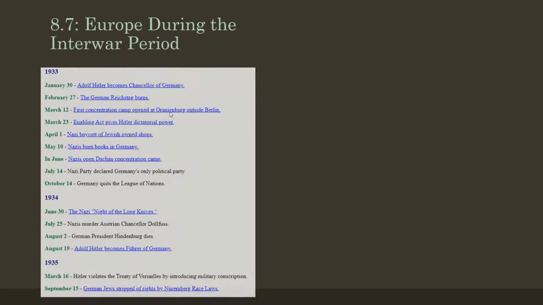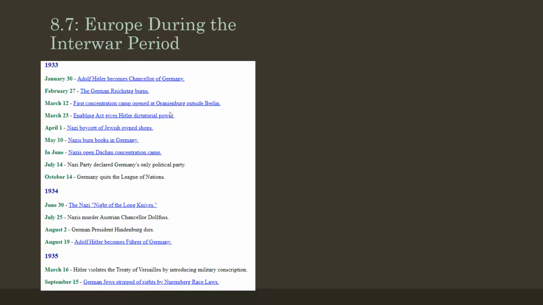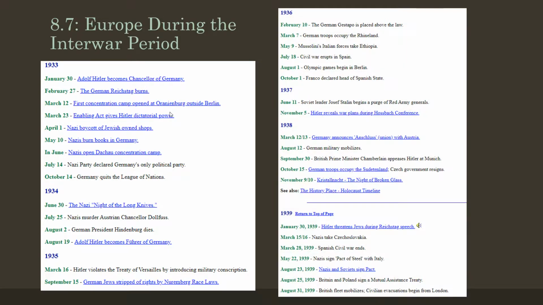8.7, Europe during the interwar period. It's kind of a weird one, right? Because we've been talking about Europe during the interwar period, but I thought the best way to deal with this was a timeline. Oh my goodness, there's so much stuff up on the screen. Whew. So this is a great opportunity to pause, to digest. The big ones here, I'll highlight a few of them for you.